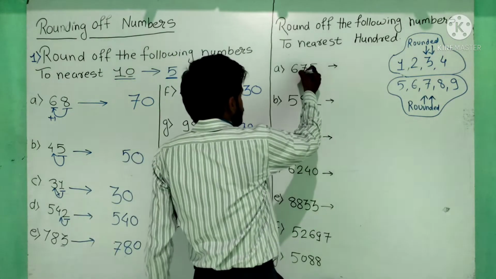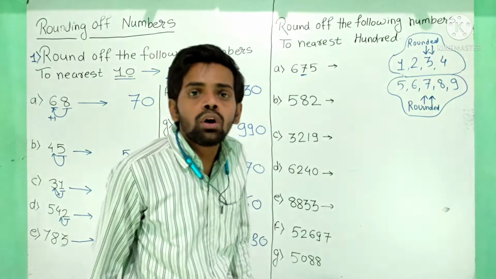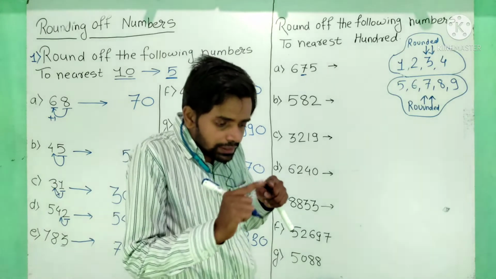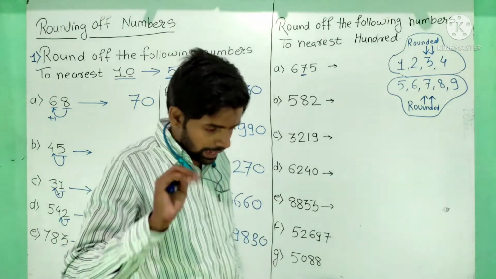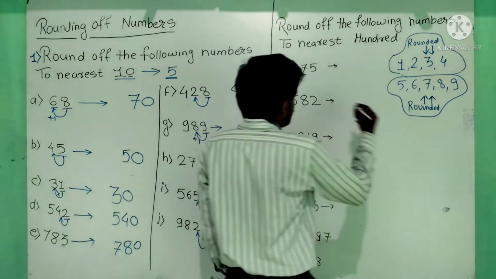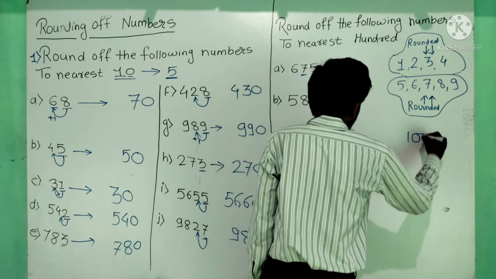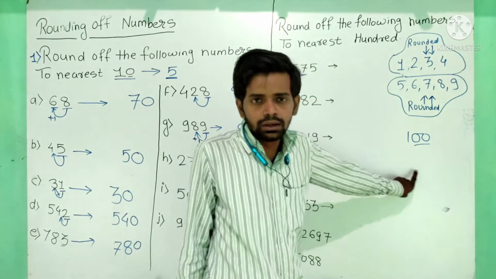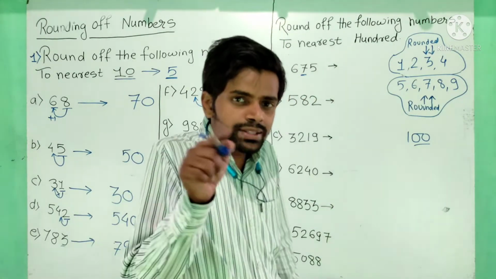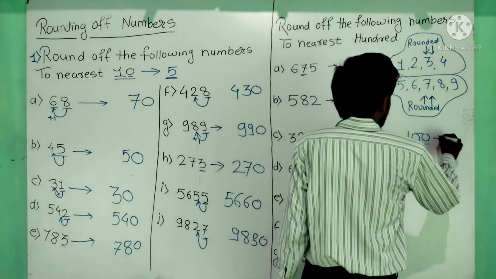If there is 5 or more than 5, then it will be rounded up, otherwise it will be rounded down. And one more thing I want to tell: if you are finding the nearest 100, the last two digits are 0. Yes, in 100 the last two digits are 0. What is half of 100? Half of 100 is 50.